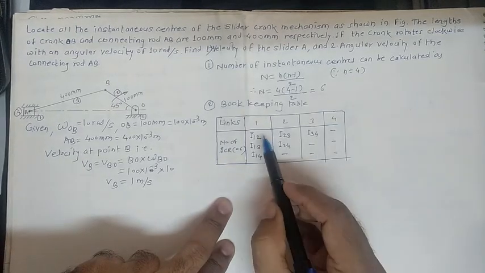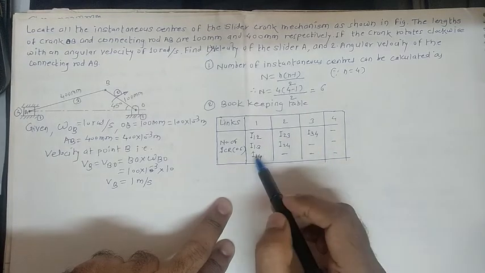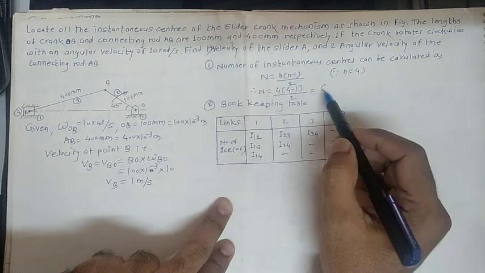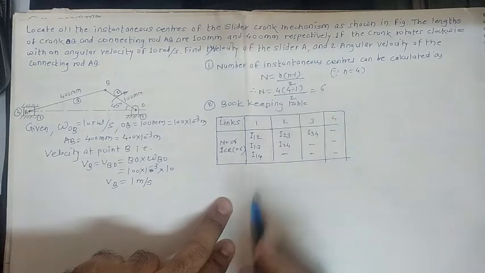Count the number of instant centers: 1, 2, 3, 4, 5, 6. So the total number of instant centers with us is 6. So as per the formula, the 6 instant centers will tally here. Okay, so what about the next one?